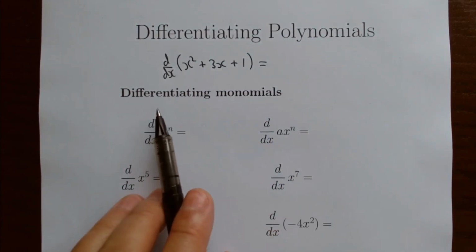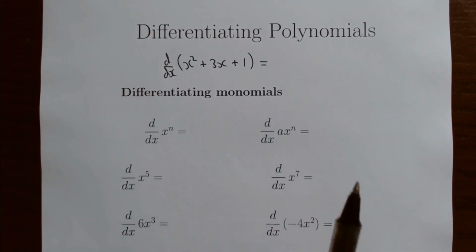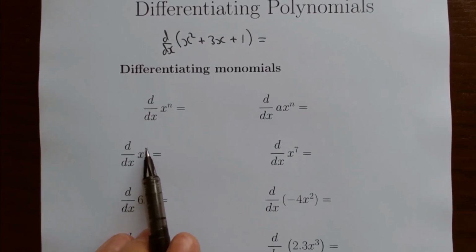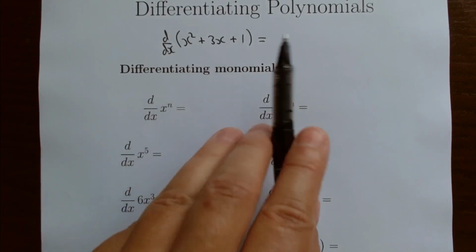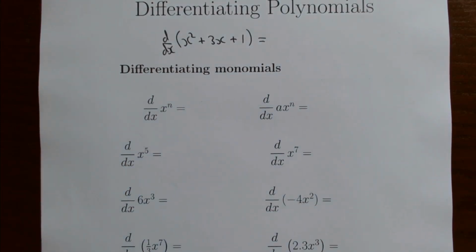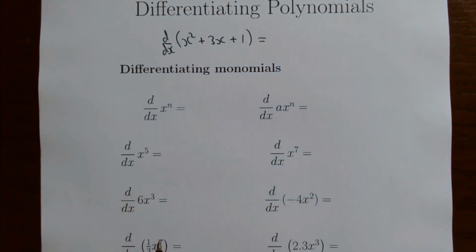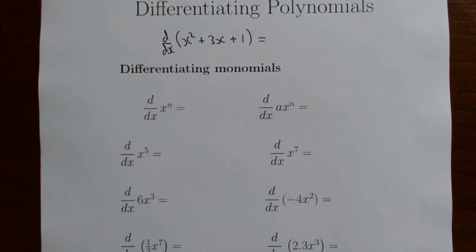but we're going to first learn how to differentiate monomials. And monomials are polynomials that only have one term. For example, this is an x to the 5 that has one term. This is a polynomial because it has 3 terms. So if it has 2 or more terms, it's called a polynomial. If it only has one term, like that, or 6x cubed, it's called a monomial. And we first learn how to differentiate monomials first.